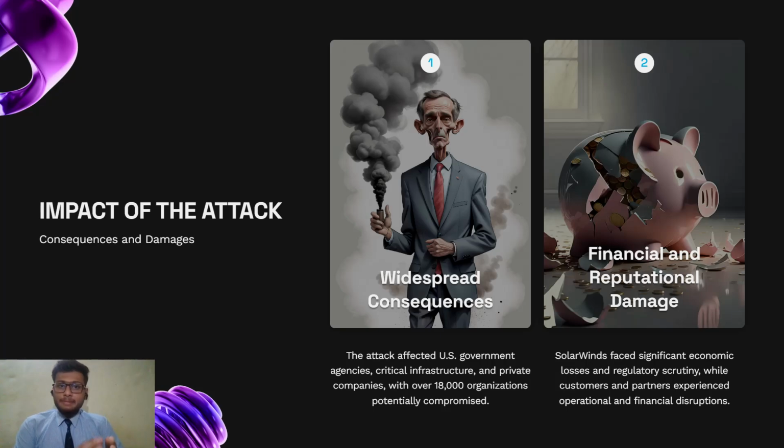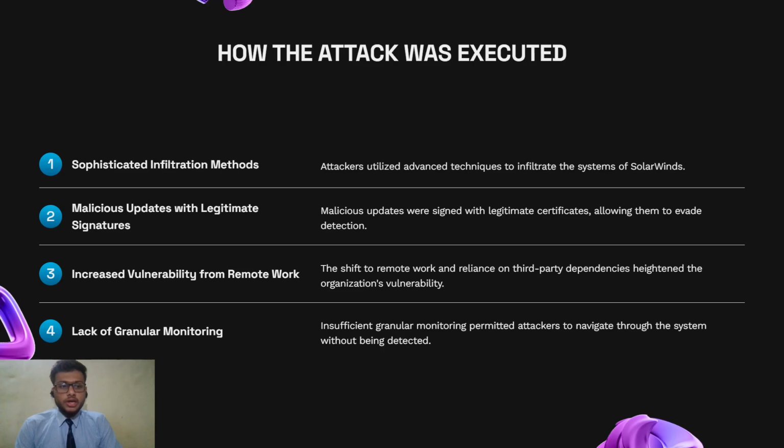So then, what was the impact of that attack? There were widespread consequences of that attack. The attack affected U.S. government agencies, some critical infrastructure also got affected, and private companies also, like 16,000 organizations potentially compromised in this attack, and a lot of financial as well as reputational damage happened. SolarWinds faced significant economic losses as well as regulatory scrutiny, while customers and partners experienced operational and financial disruption due to this attack.